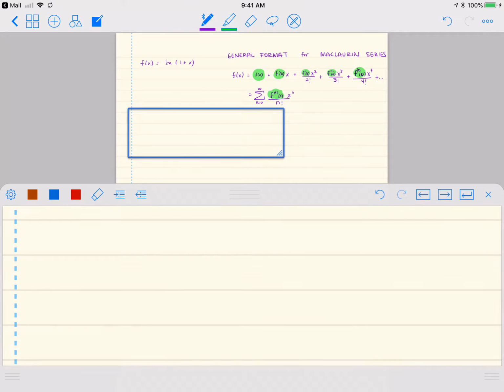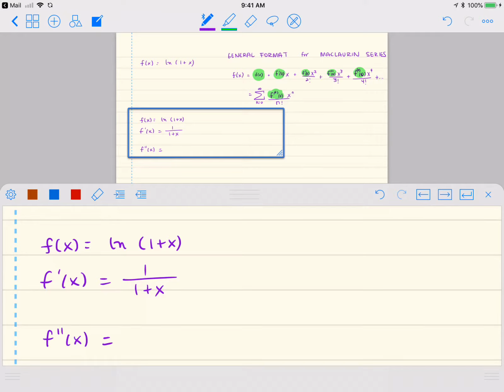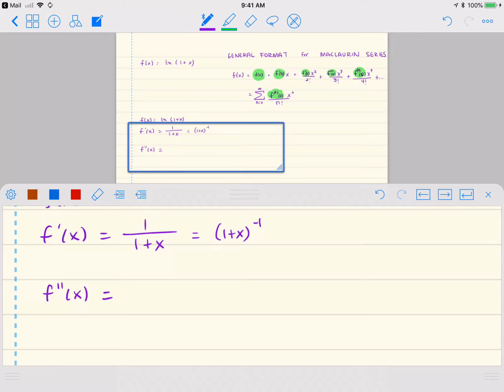Okay, so f of x is equal to the natural log of 1 plus x. f prime of x, 1 over 1 plus x. f double prime of x. Well, now let's see here. So this is 1 over 1 plus x, and I'm going to write this as 1 plus x to the negative 1. And now I'll have negative 1 plus x to the negative 2.